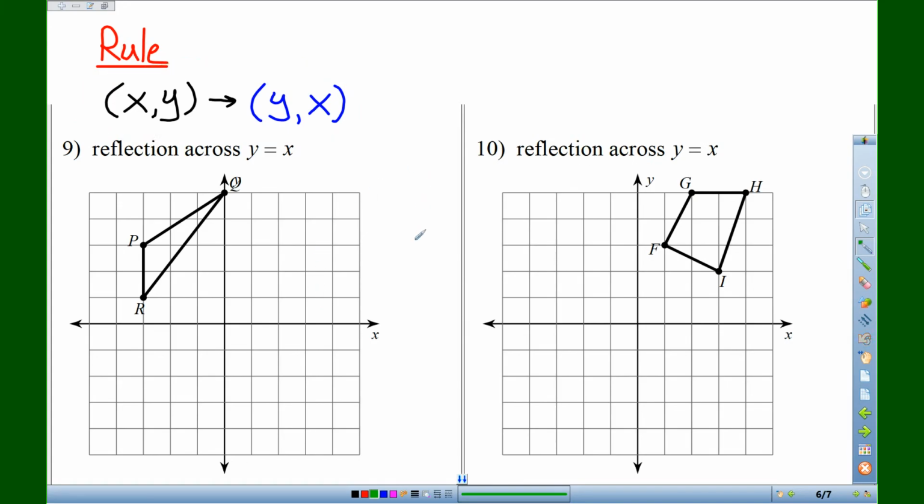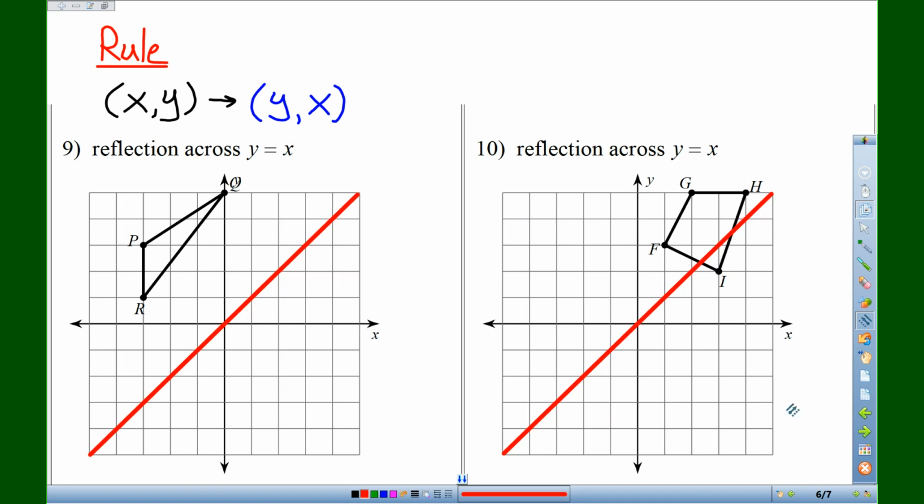Okay, and if you guys remember what this line looks like, it goes from the bottom left to the top right of your graph. So that's what you'll see on both of these. But really it's applying the rule. I'm not going to do either one of these, but (x, y) on this just turns into (y, x). You get the original coordinates, you swap the numbers, and you get the reflection.